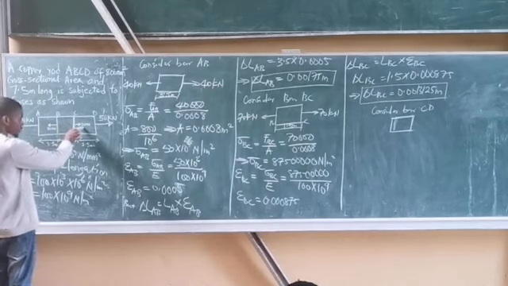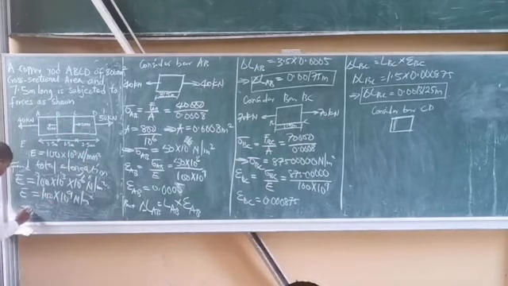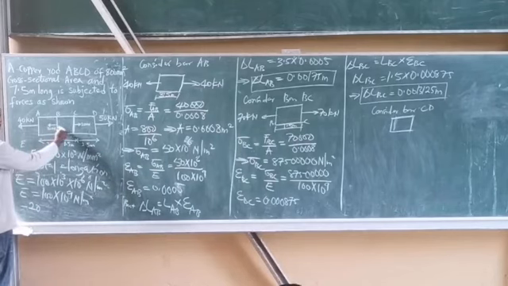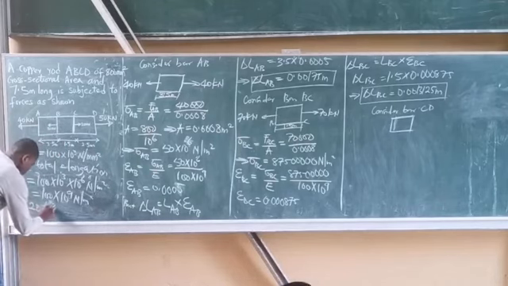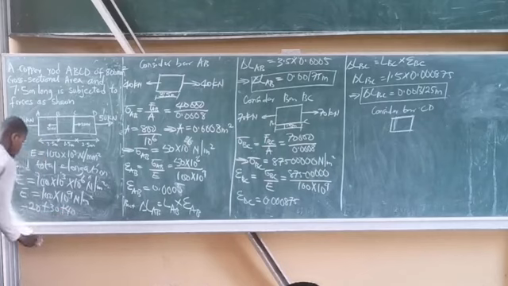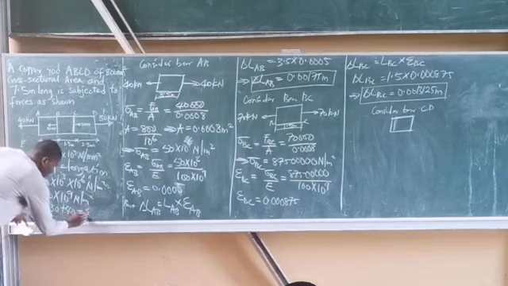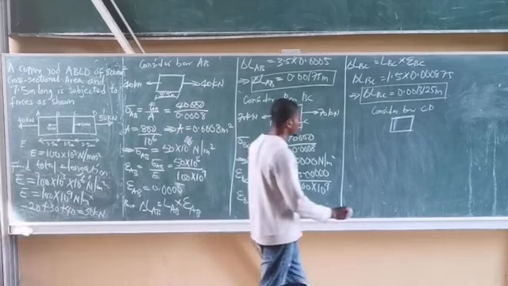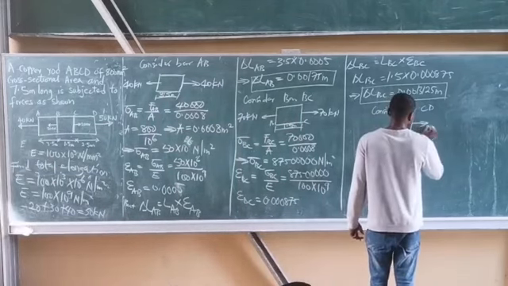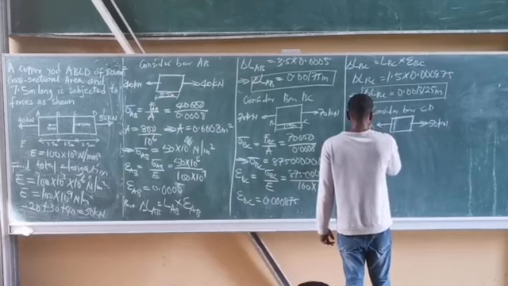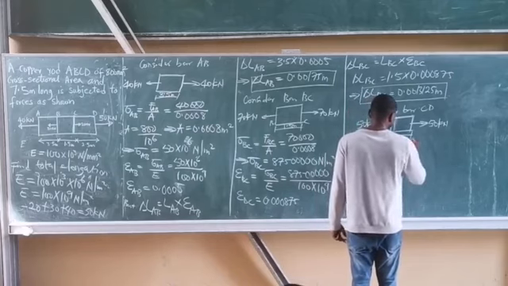Since it's pulling in, it's now minus. So you have minus 20, but this is pulling out, so it's positive, plus 30, and this is also pulling out, so it's positive, plus 40. 30 plus 40 is 70, 70 minus 20 is 50. So we balance. 50 kilonewtons in tension. The whole bar is in tension, 50 kilonewtons. The length is 2.5.